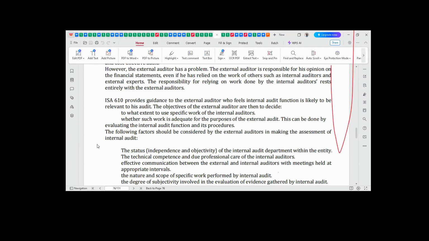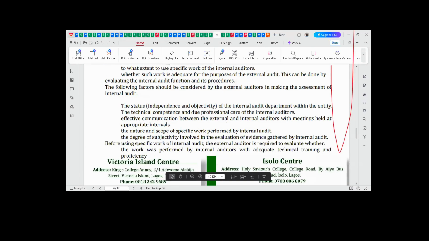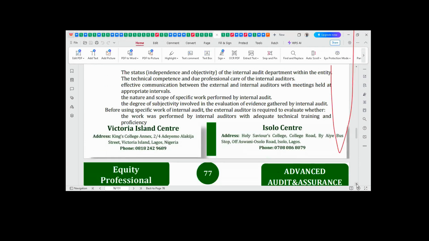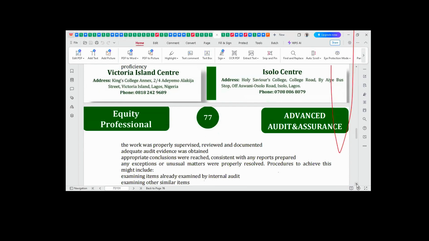Then you need to look at the nature and scope of specific work performed by internal audit. Look at the work that they do. Look at the audit report. See that the audit report has what we call substance, substance that you can rely on and utilize in the external auditor's engagement. So you need to be sure that they also have the necessary proficiency and technical training to execute the work that they have been assigned to do.